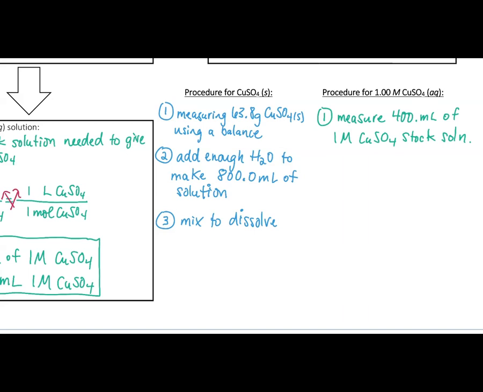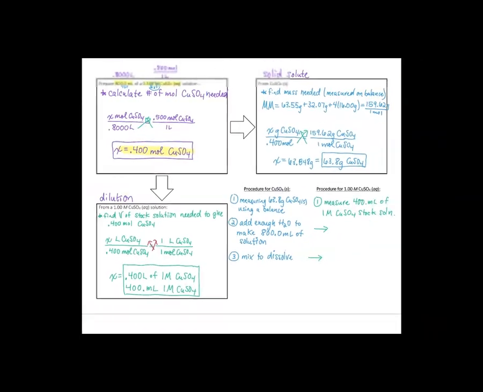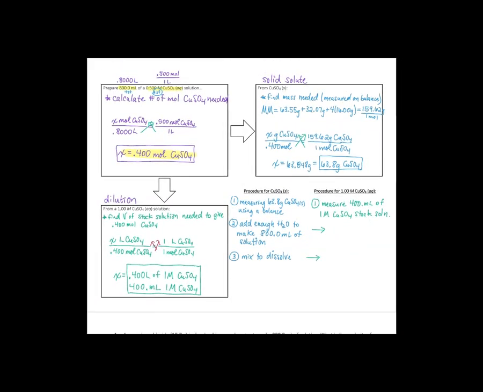Okay. Once we've got that stock solution, then we're going to keep our second and third steps exactly the same. We're going to add enough water to get 800 milliliters, and then we're going to mix it up to dissolve it. In this case, that's still going to be stirring, shaking, inverting your container if it has a lid on it, any of those things. So looking at our different ways that we can make a solution, either using a solid solute and your solvent, or using a stock solution and diluting it with more solvent.